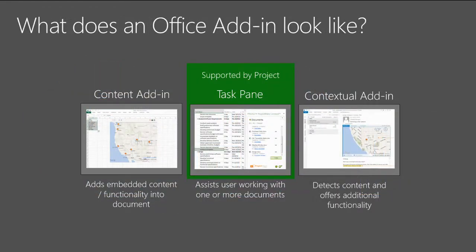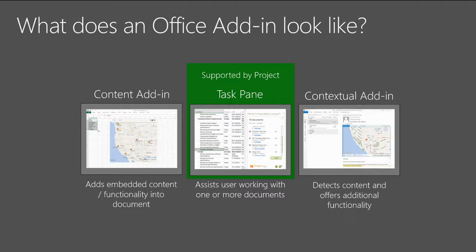You can have a content add-in, which basically integrates with the document directly. So that could be in Excel, you have a map, as you see there. It could be in a Word document, something like an image that's really interacting with the document around it and stays there with the document.